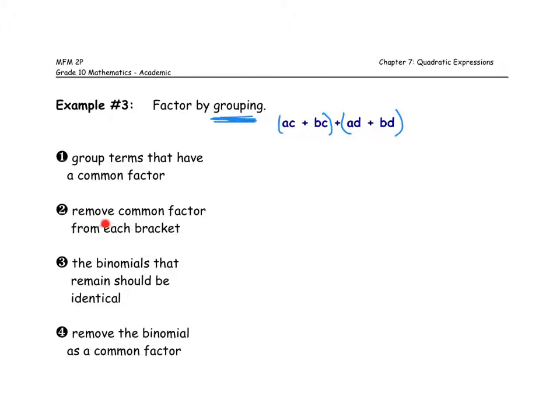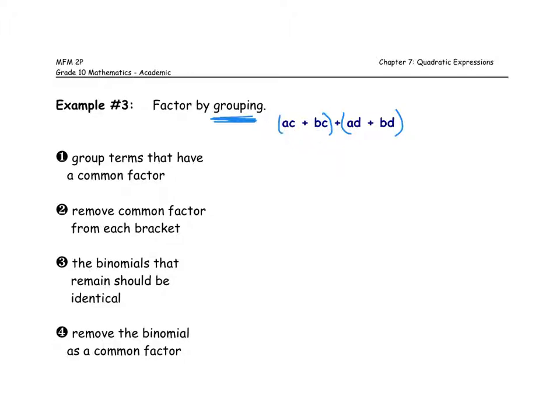Next it says remove the common factor from each bracket. So at this point, I'm essentially going to just do what we did in step 1. So when I look at this first bracket here, I'm going to remove the C because they have that in common.